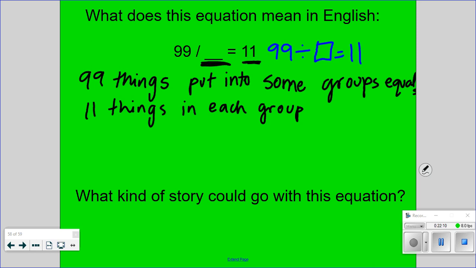Please have your notebook. There are quite a few different ways to solve this. Michael, you talked about making this a multiplication equation. What would be your multiplication equation? You could do box times 11 equals 99, or 11 times box equals 99. These are both multiplication equations you could use. That might be particularly helpful in figuring out what box is, especially if you know your 11.